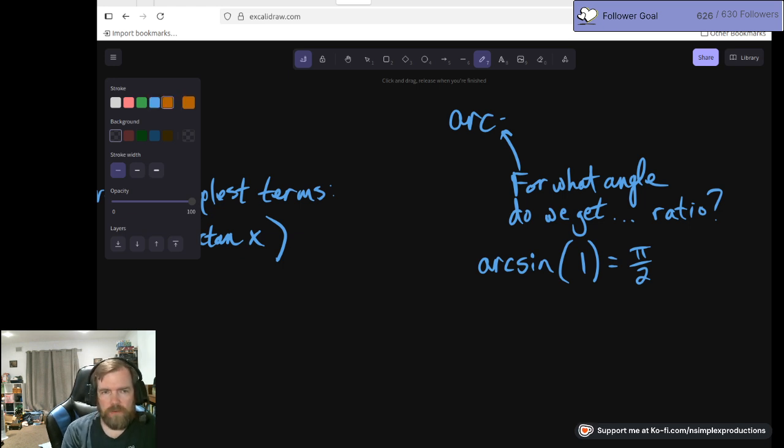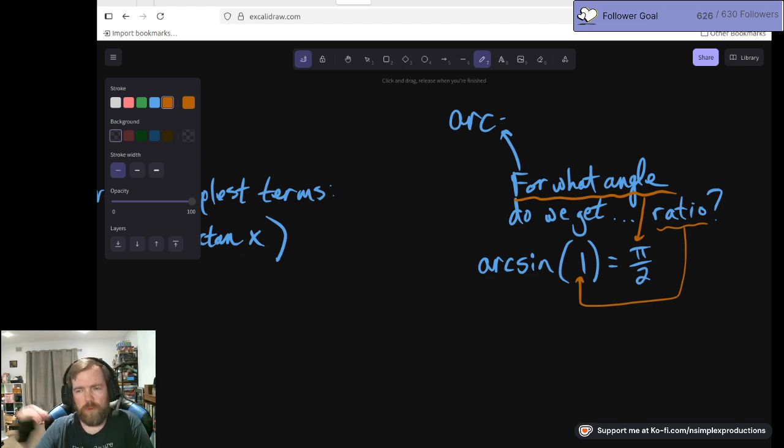So again, here, for what angle are we going to give our answer? And then we get whatever ratio it is. This particular sine ratio is 1. So for what angle do we get the ratio of 1? For the sine function, that's going to be pi over 2.